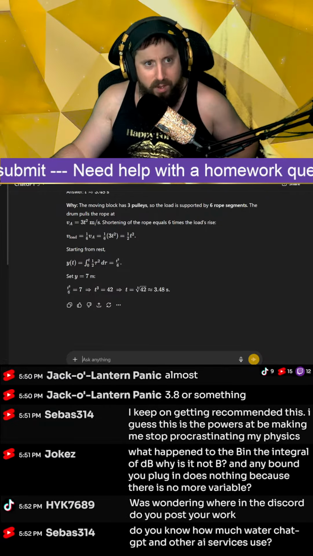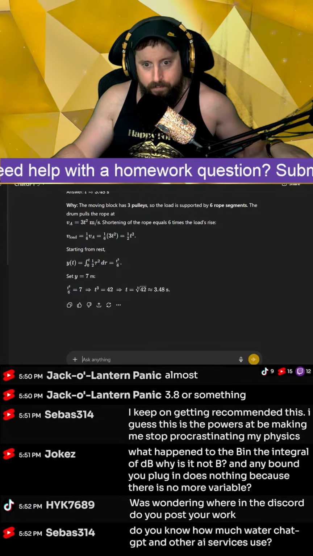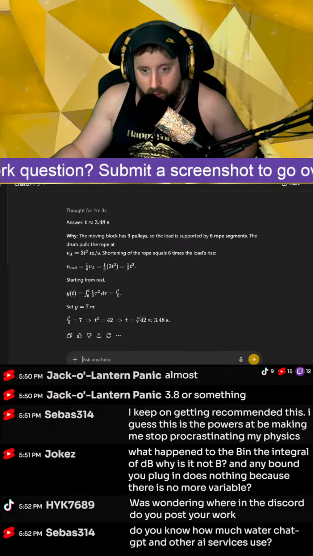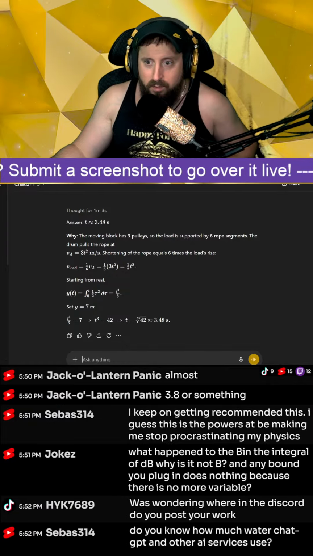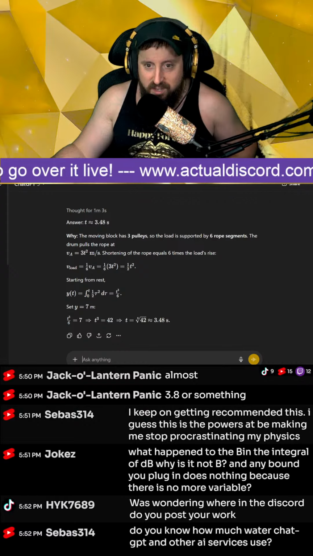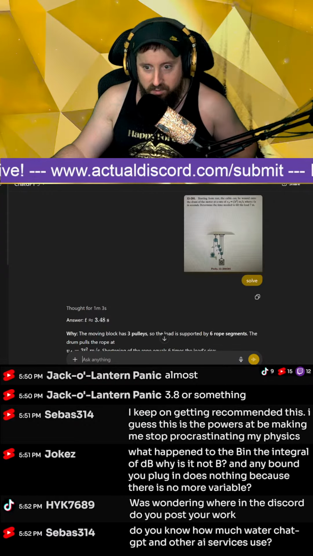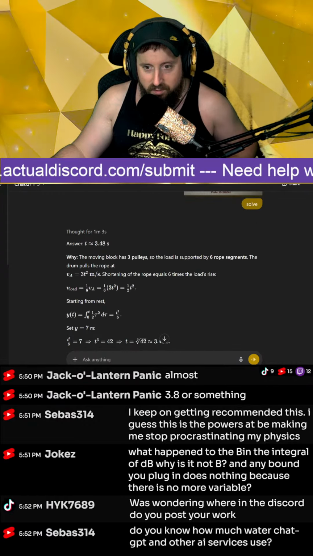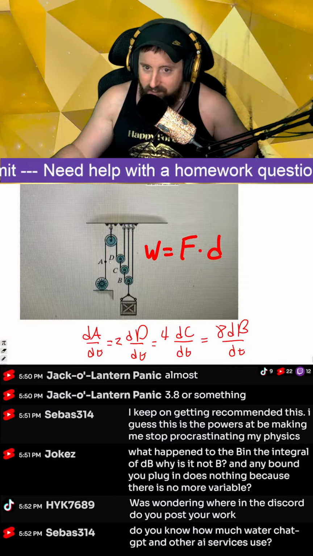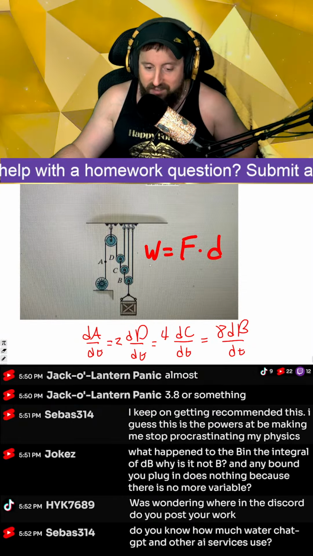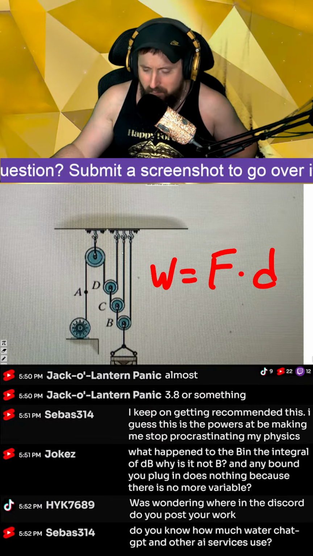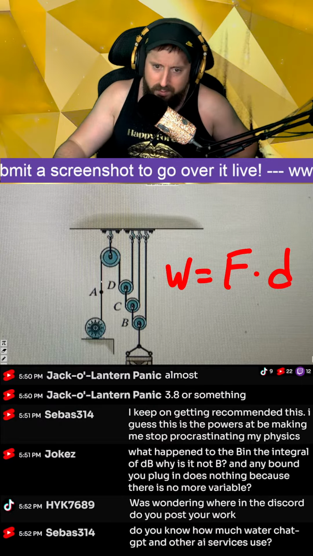Cube root of 42. Wait, we got the wrong answer. Uh-oh. It says 6 rope segments? So it says not 8. Why does it think 6? It doesn't think it's 8. Let's think about that.